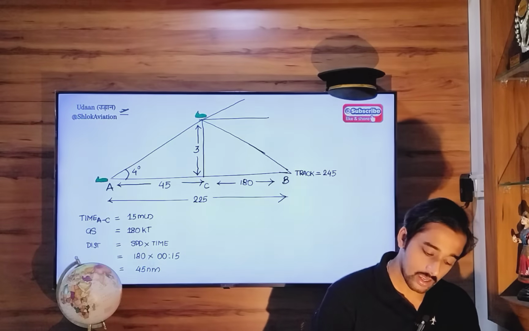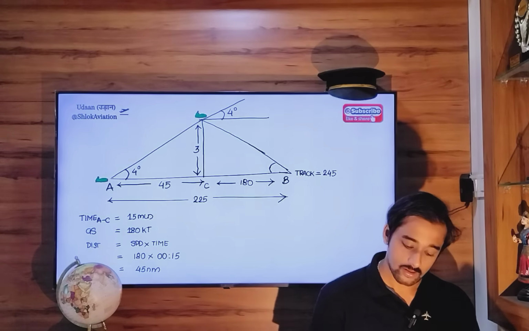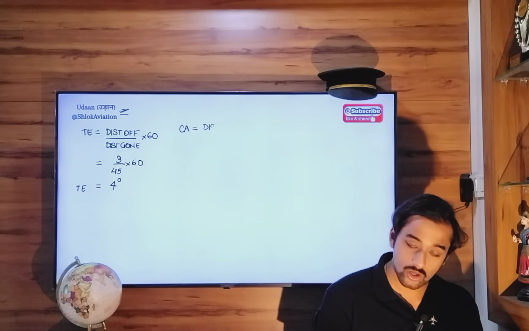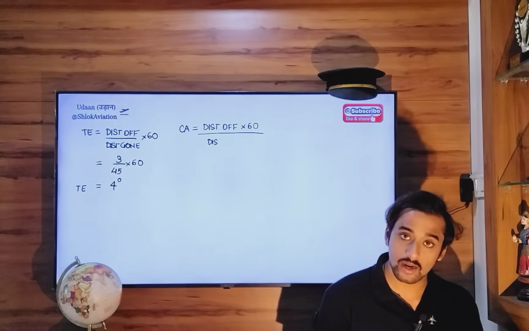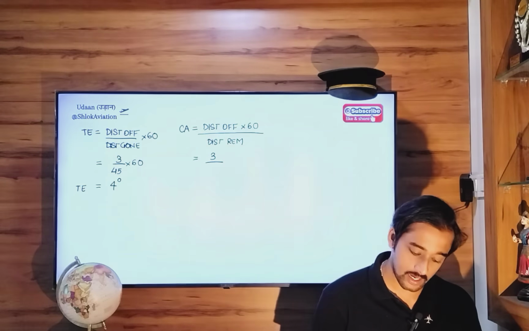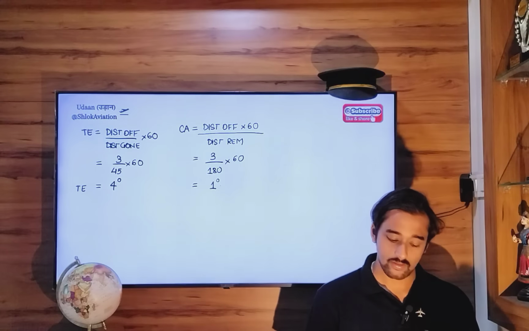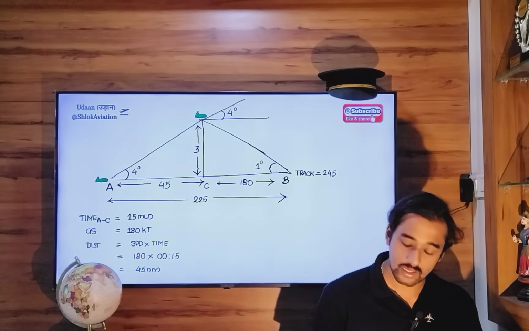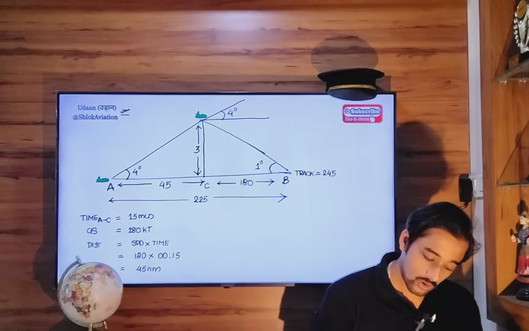Corresponding angles are equal. Now let's find closing angle, which is this angle. Closing angle equals, again, distance off track into 60 by distance remaining. So 3 divided by 180 into 60, which is 1 degree. Okay. So closing angle is 1 degree. Now if this is 1 degree, this angle will also be equal to 1 degree. Alternate angles are equal.